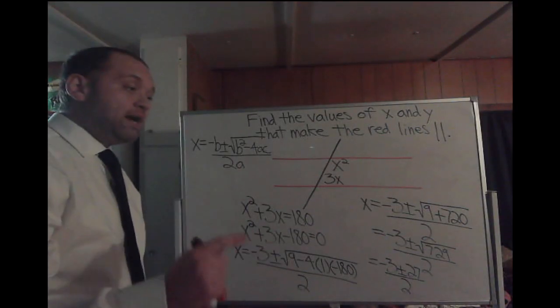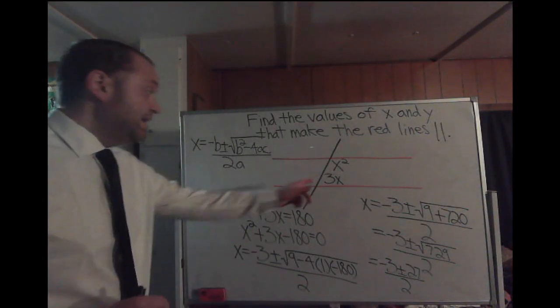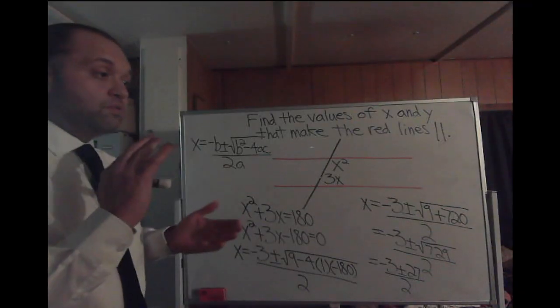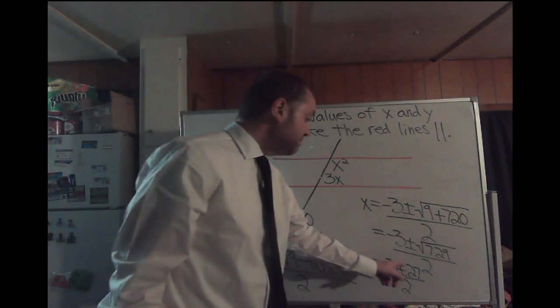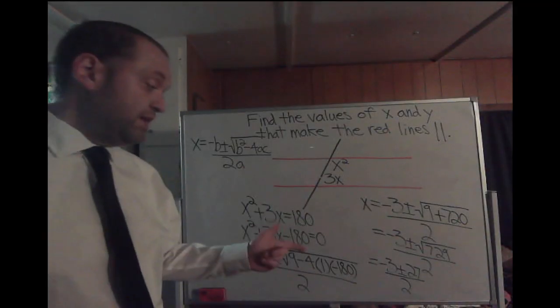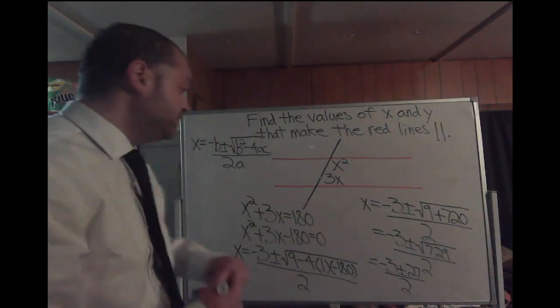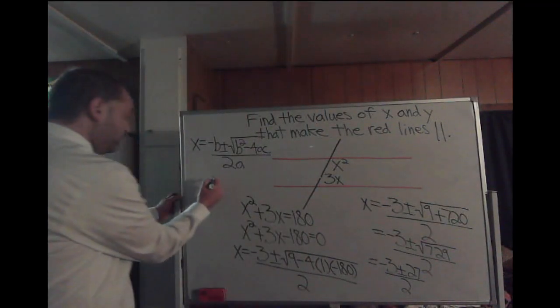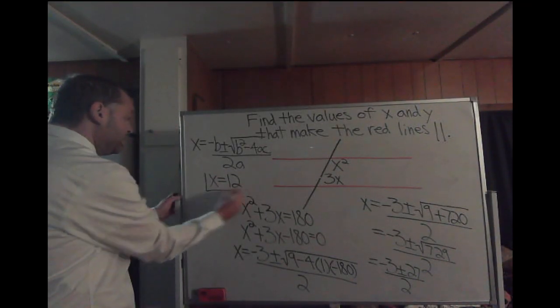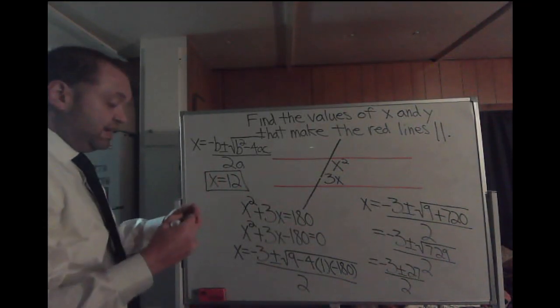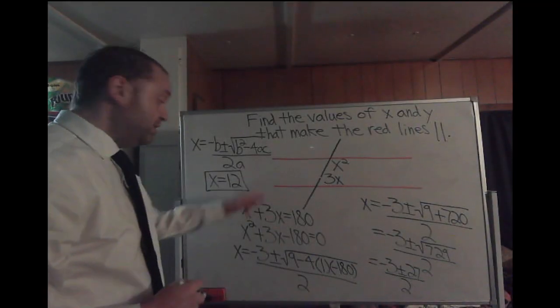So we throw out the solution that would make it negative. We only are worried about a positive angle. So if we take negative 3 plus 27, you'll get 24 over 2 would be 12. So therefore, x could only equal 12. That would be your solution in the end, is that x would equal 12.